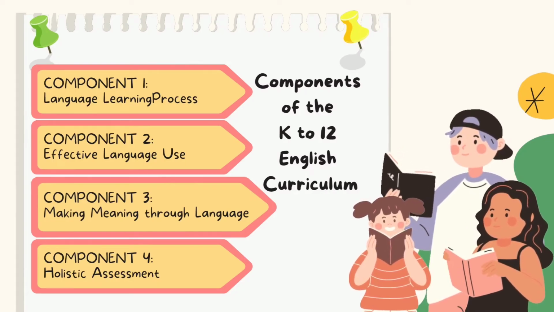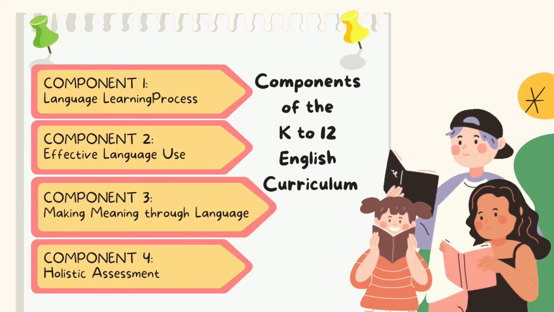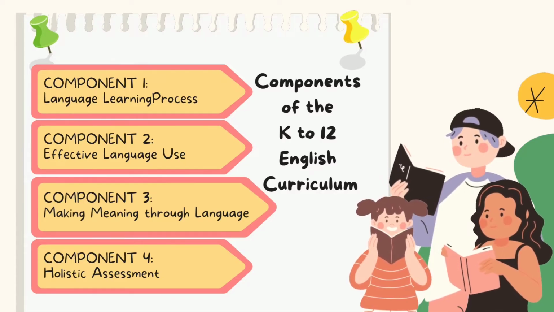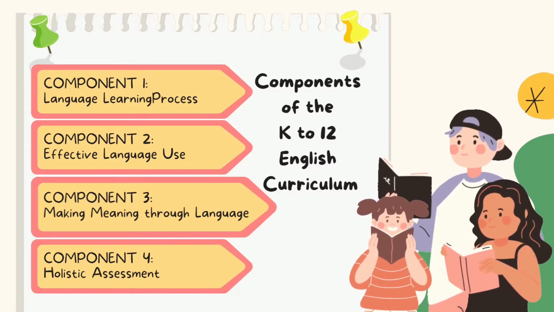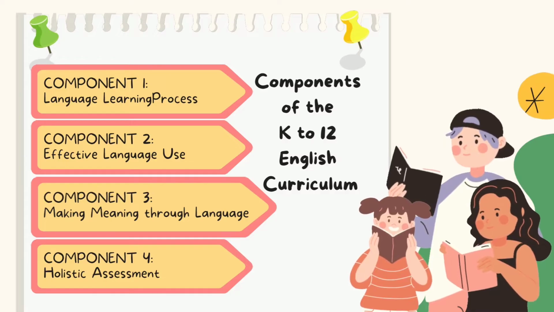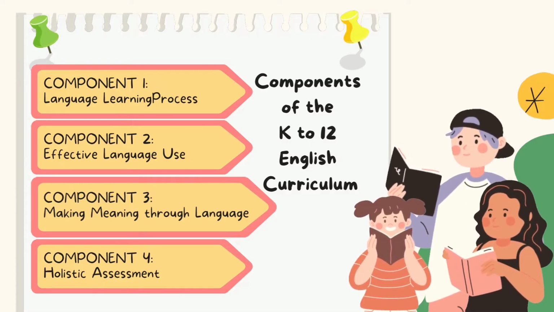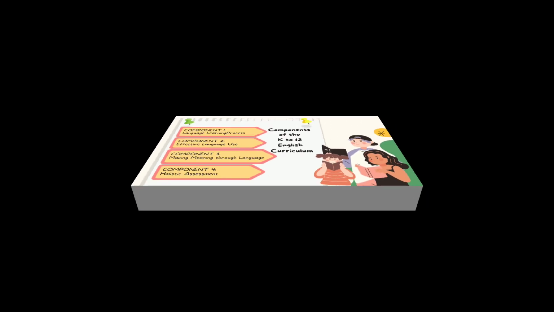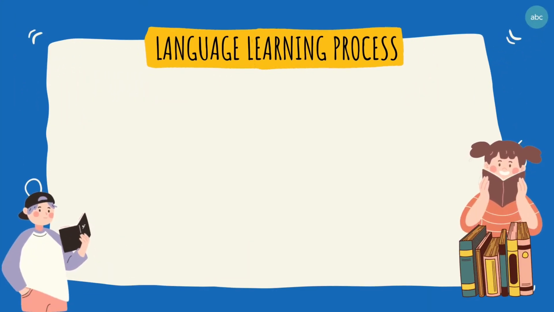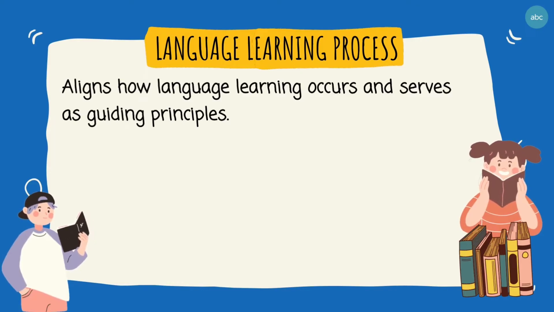Each component is critical to the learner's capacity to communicate successfully in a language, resulting in communicative competence and multi-literacies in their mother tongue, Filipino, and English. The first component represents the learning processes that will influence language acquisition and learning. It outlines how language learning occurs and so serves as a set of guiding principles for language teachers.